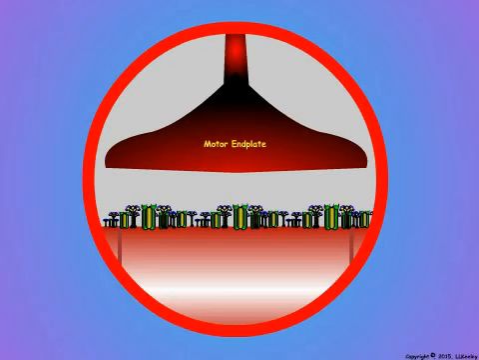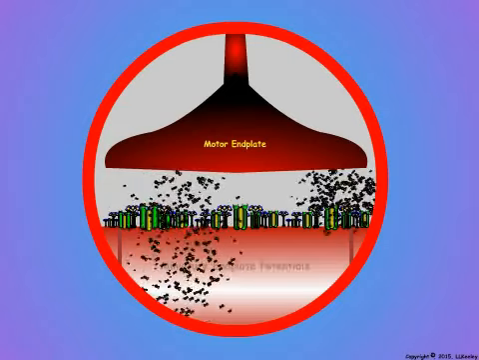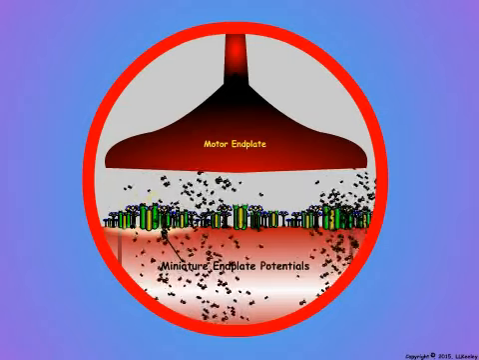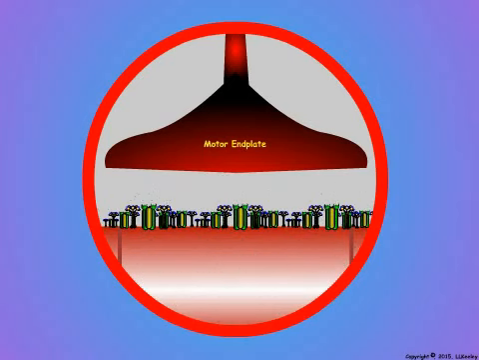In reality, the fiber surface beneath the end plate has many receptor channels. Acetylcholine is actually released in units of around 10,000 molecules. Each acetylcholine unit activates a region of the fiber surface and produces a localized depolarization in that region called a miniature end plate potential.